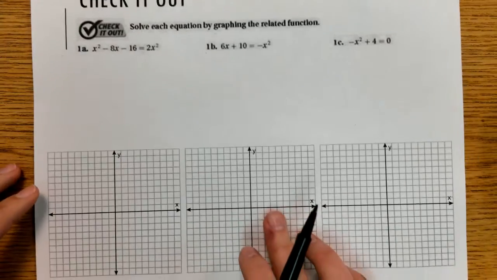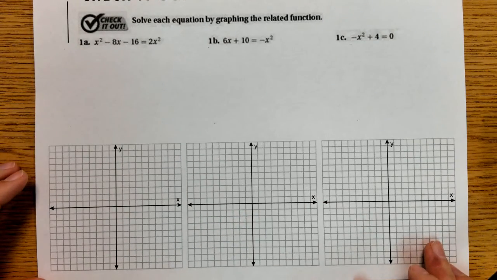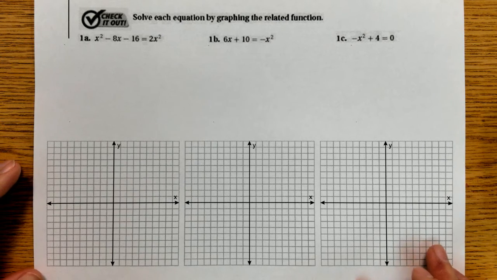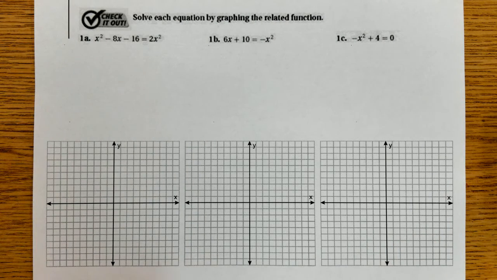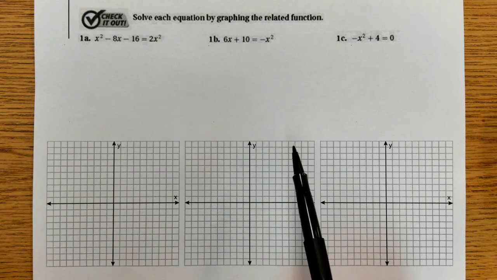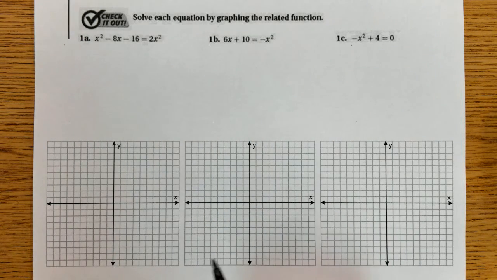So now there are 3 for you to do. So 3 check it out problems. So you're going to take a moment, pause the video, and then resume when you're ready to check your answers. If you want to resume to check A, pause again, check B, pause again to check C, that is fine as well. So take a moment to do these 3.